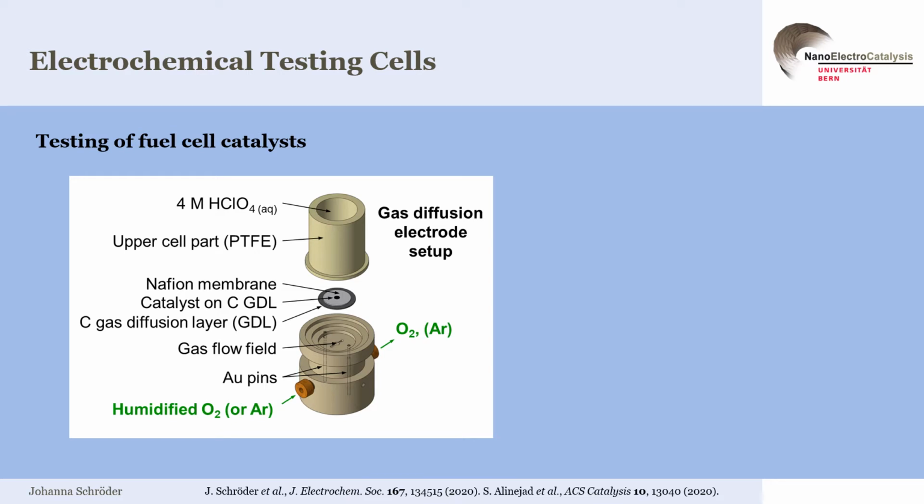In the gas diffusion electrode setup I'm using, humidified gas is introduced into the cell, passing the carbon gas diffusion layer and interacting with the catalyst. The catalyst layer is separated from the electrolyte by a proton-conductive Nafion membrane.